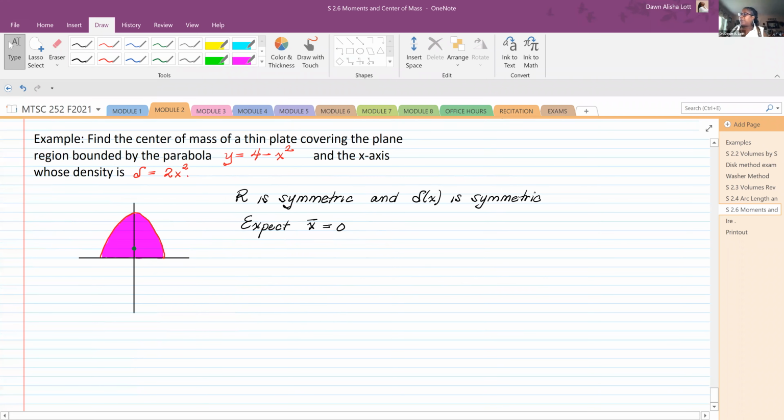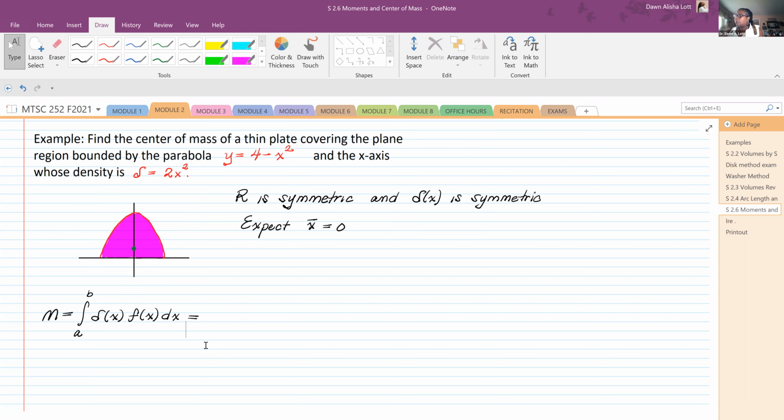So the first thing we need to find is the mass. Okay, so M is the mass, and that is the integral from a to b. Uh-oh, what are a and b? Got to figure them out. Integral from a to b of delta of x times f of x dx. So that is the integral of the mass.